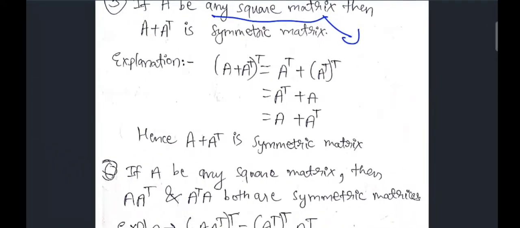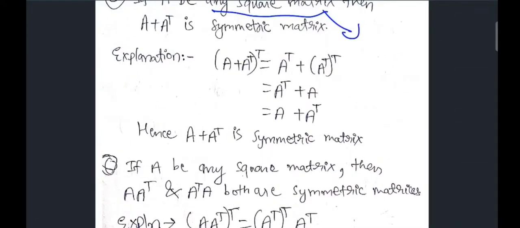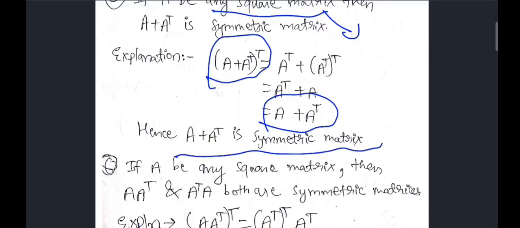So clearly A plus A transpose has come out to be A plus A transpose. So A plus A transpose is clearly a symmetric matrix. Okay, you got this thing very well.